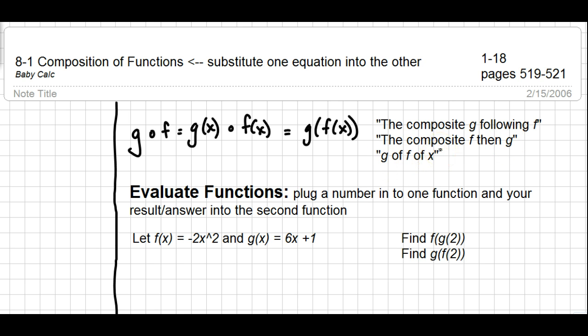The first type of composition question that students are going to need to be comfortable handling is when they are asked to evaluate a function. And the method that you'll use there is simply plug a number into one function and then the answer or the result into the second. So what they'll have to do is give you two functions like they're doing here. F of x is negative 2x squared, g of x is 6x plus 1. The first thing they ask you to find is f of g of 2.